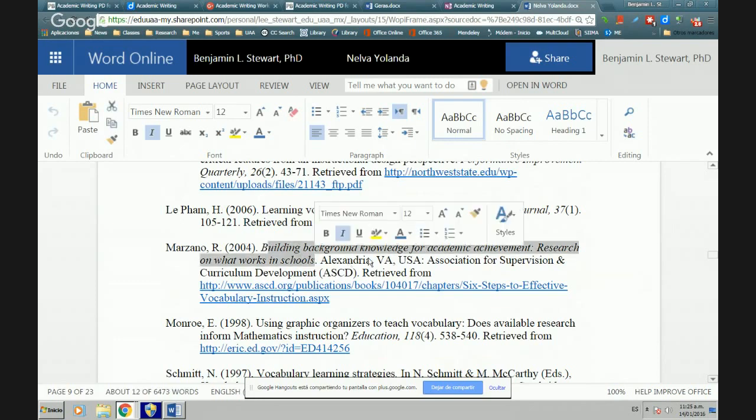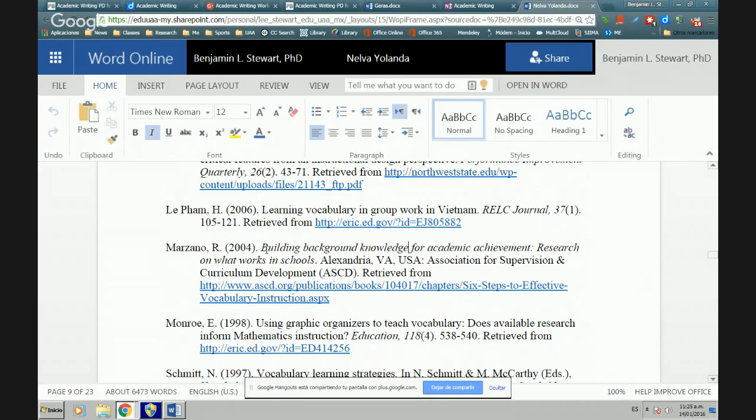What is this? The title of the book. What do you notice? Only the first word is capitalized. What else? It's in italics. You can say that. It's in italics. And notice here, what's this?